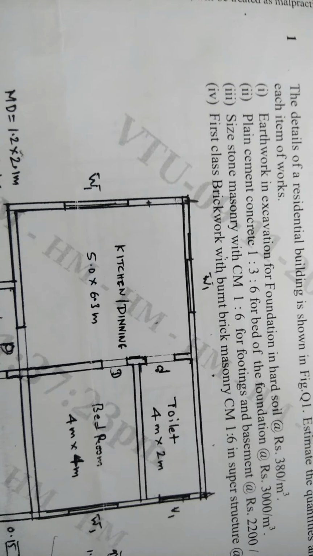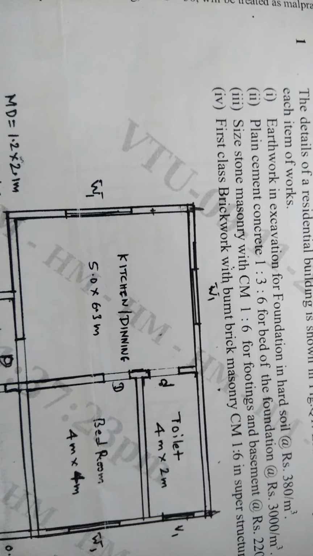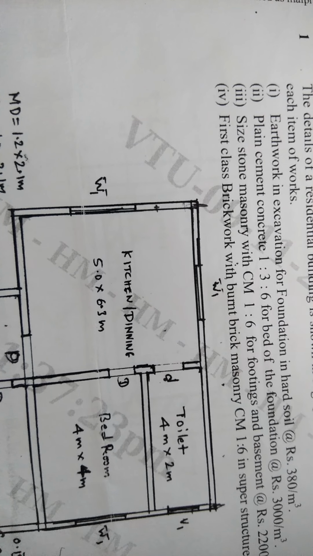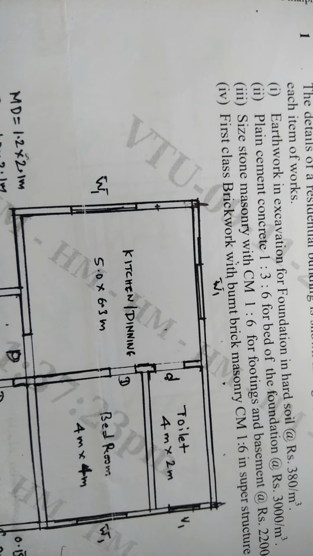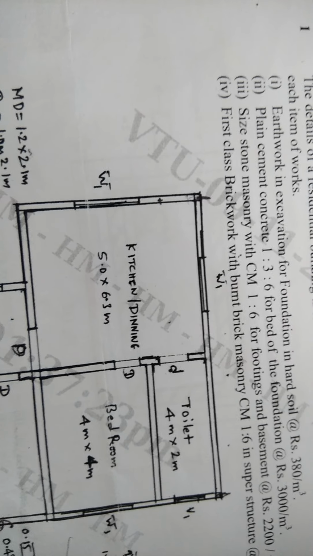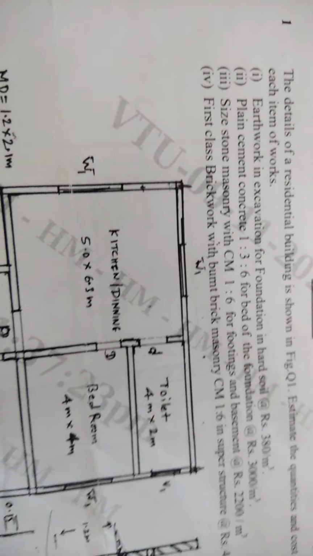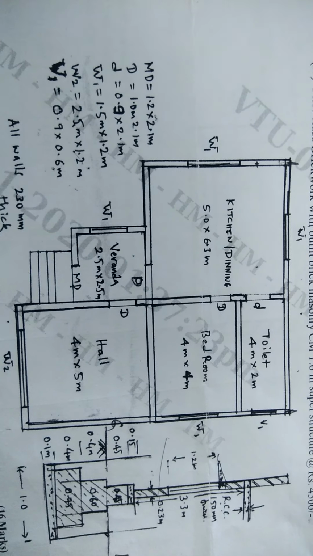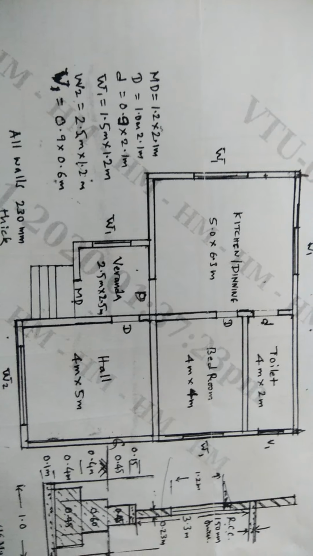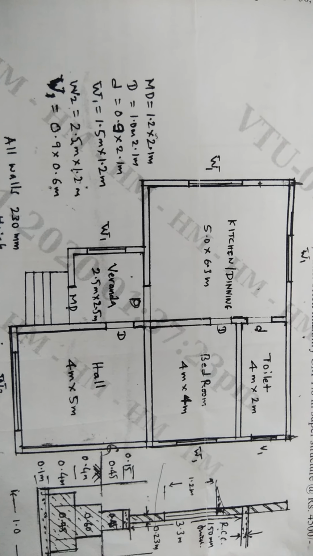See, we can find the estimate of a building with the help of two methods. One is the long wall short wall method and other is the center line method. In this video, I will be solving the problem with the center line method. So let us start solving the problem. See, we first have to find the center to center length of the whole building area.